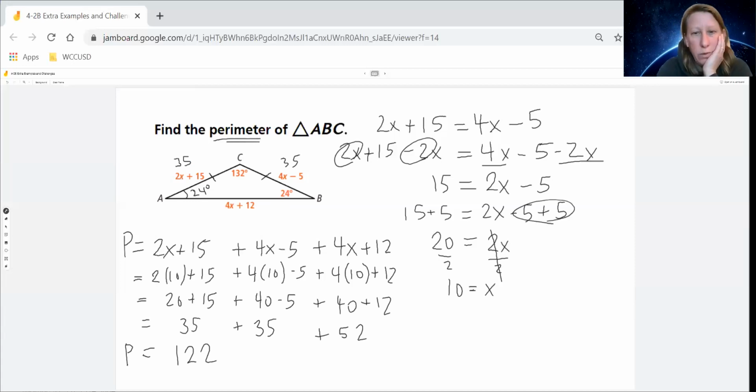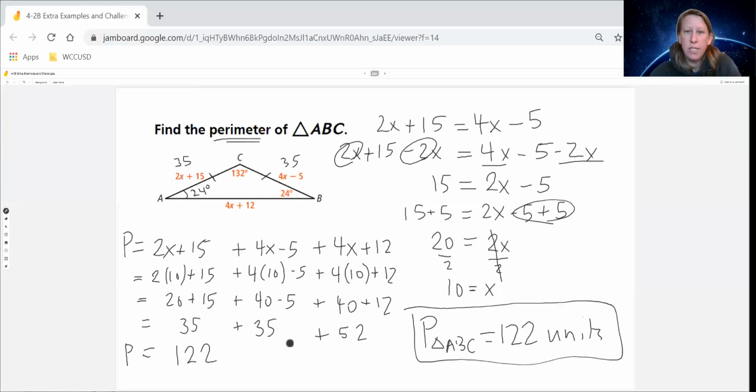If we want to write it really cool, we'd say the perimeter of triangle ABC is 122. You want to make people really happy, you write units on here. Okay. That's a really nice way to write the answer. This is the answer to the problem. X is 10 is not the answer. And hopefully I didn't mess up that math. Let me just check. 70 plus 52. Yep, I did good.